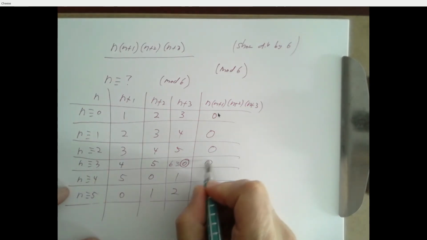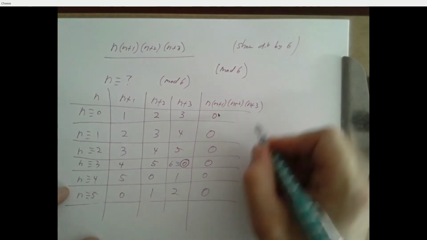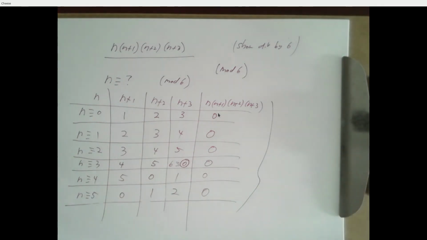Here we've got a 0 over here. There's a 0. There's a 0. And so in every case, you've shown the product of these 4 numbers is congruent to 0 mod 6, so it's divisible by 6.